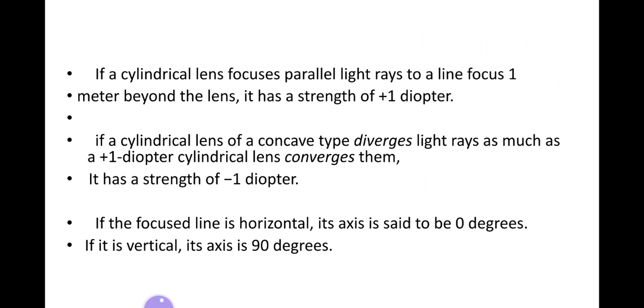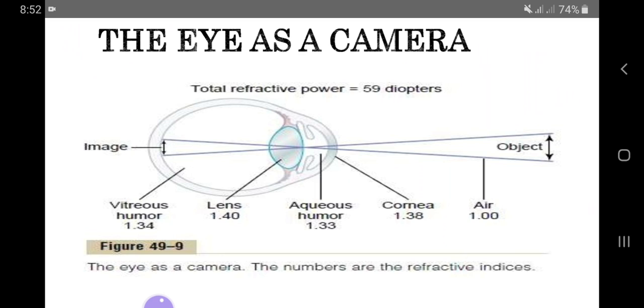In addition to this strength, we will consider the axis. If the focus line is horizontal, its axis is said to be 0 degrees, and if it is vertical, then its axis is 90 degrees.